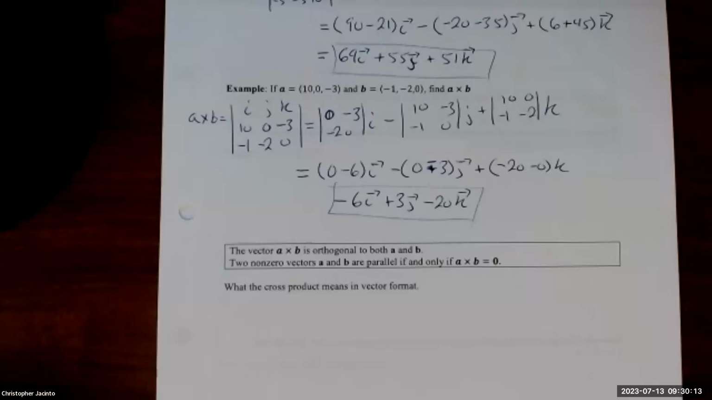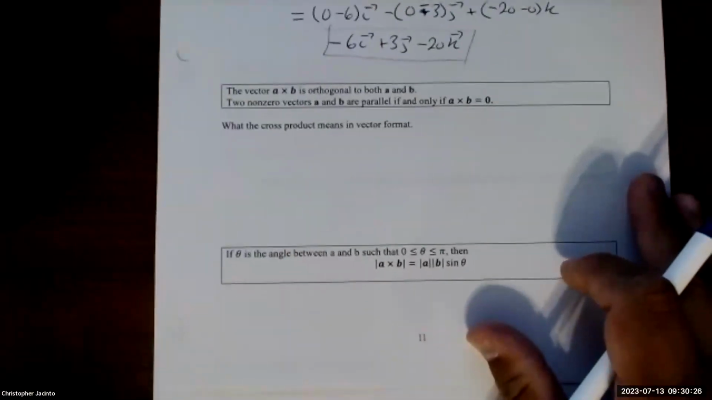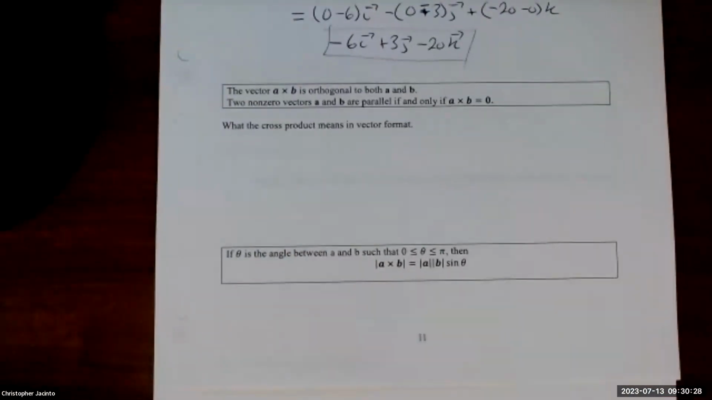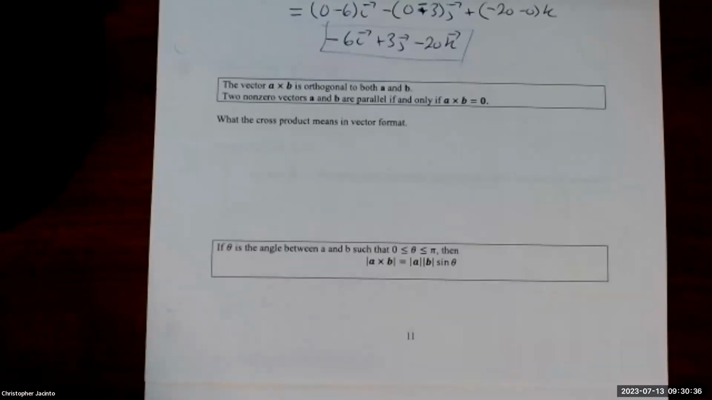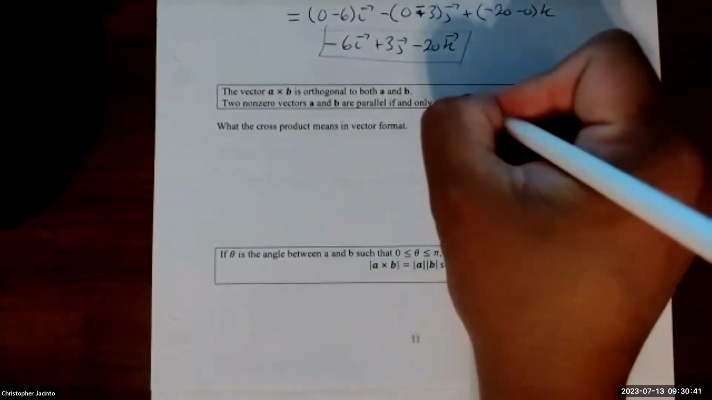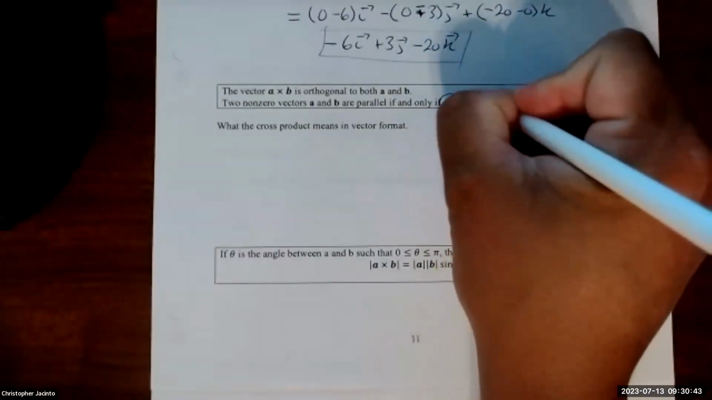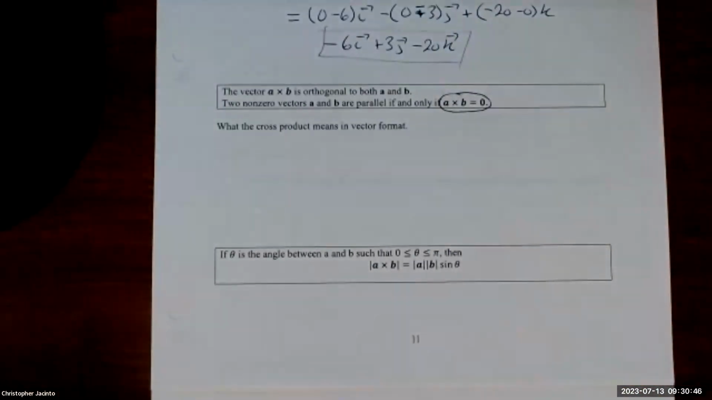All right, so now we have an idea how to create the cross product, or how to find the actual value itself. Now, what's so important about this? I said earlier that it's perpendicular, and that's the key. One of the biggest keys of the cross product is that the vector A cross B is orthogonal to both A and B. And therefore, two non-zero vectors A and B are parallel if and only if the cross product is 0. That's another big thing as well. Those are two big consequences of the cross product.